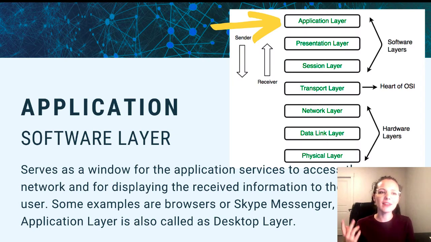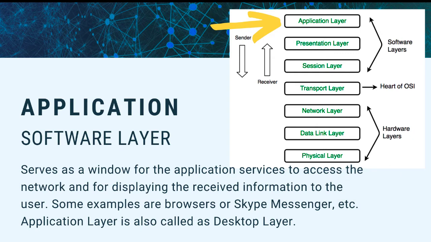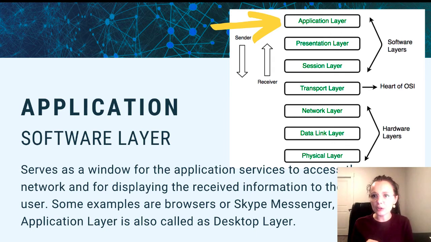All right, so here we have the application layer of the OSI model. This serves as a window for the application services to access the network and for displaying the received information to the user. Some examples are browsers or Skype Messenger or iMessage. The application layer is also called the desktop layer. One thing that should be understood is that software applications are not a part of the layer. Rather, the application layer is responsible for those protocols and data manipulation that the software relies on to present meaningful data to the user. So that's the closest it gets to you, is this layer right here.